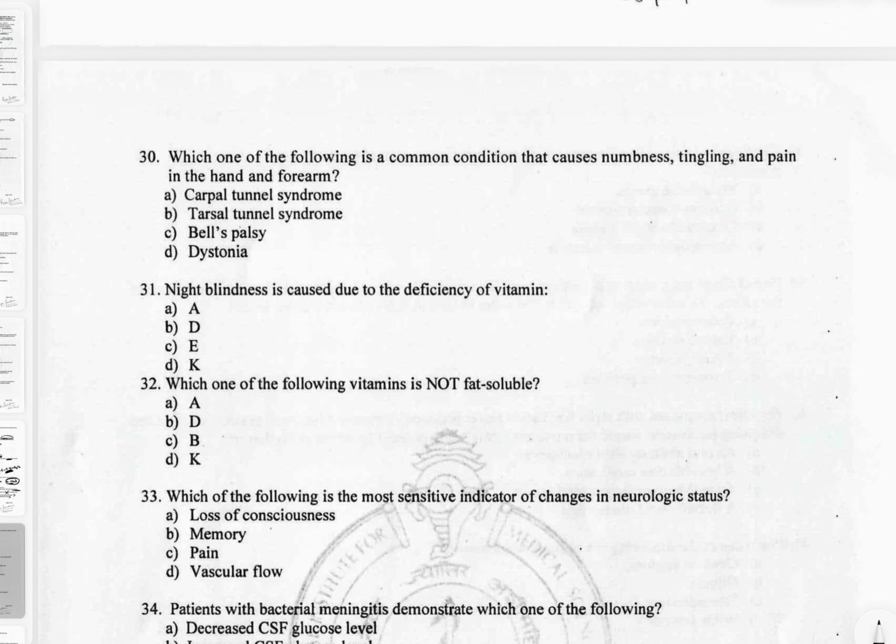So remember, the hand and forearm is affected in the disease condition carpal tunnel syndrome. In carpal tunnel syndrome, the nerves in the wrist are affected. So the numbness, tingling and pain will obviously be present for the patient on the hand and forearm. So remember, the question number 30, the answer is carpal tunnel syndrome.